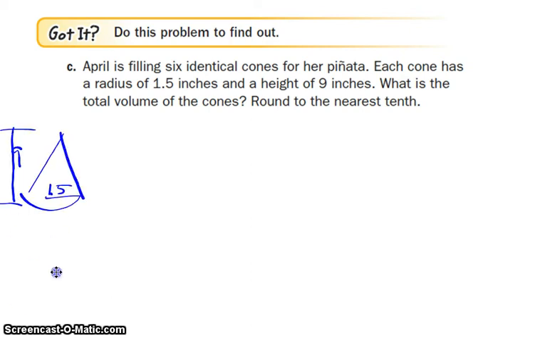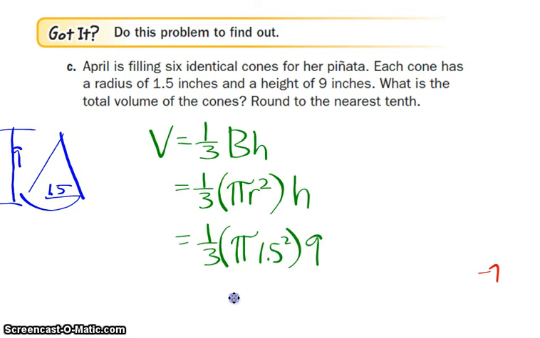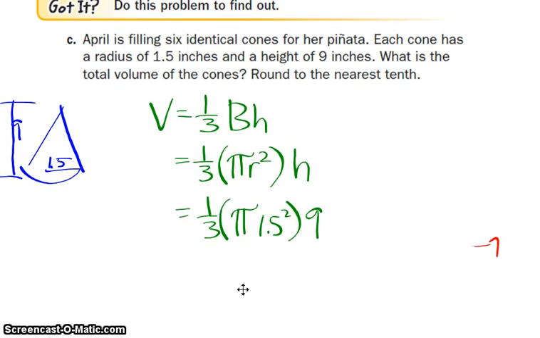So what I've done, I just went and made a really bad sketch of a cone here. My radius is 1.5, my height is 9. So I'm going to take my generic formula, take the capital B, the area of the base, out, and make it more specific to a cone, which is pi r squared. My radius is 1.5, my height is 9. Okay, and for that I get 21.2.